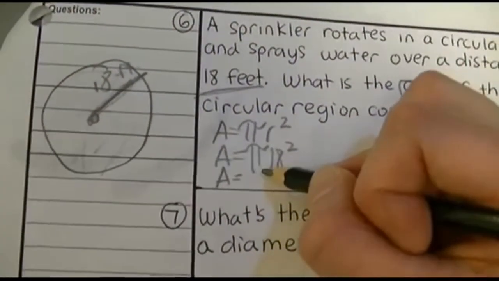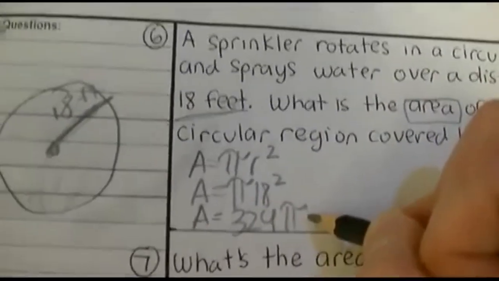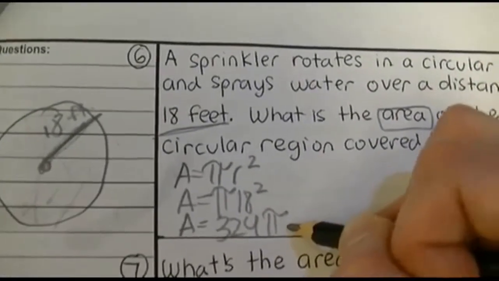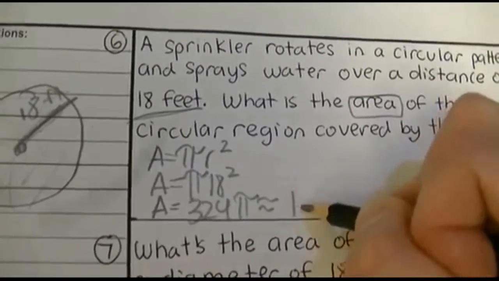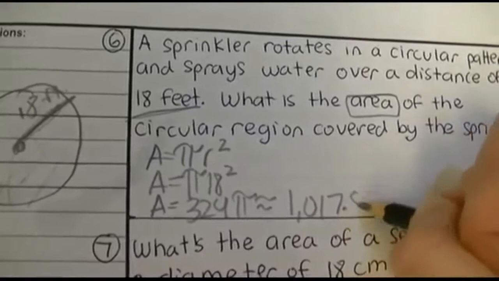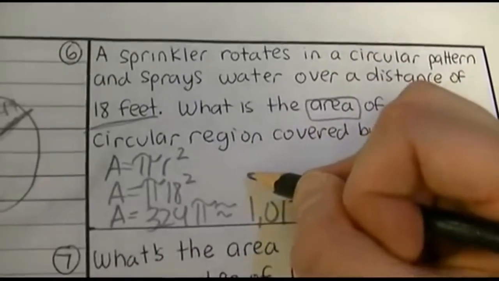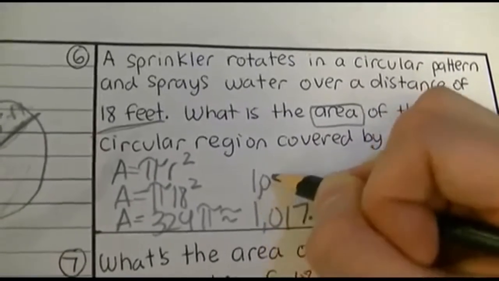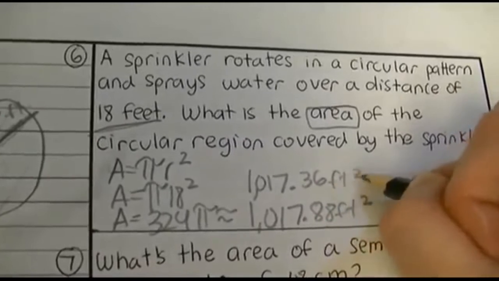Okay, so your area is going to be 18 squared is 324 times it by pi. That's the exact answer, but remember we're supposed to round it to the nearest 100th. So if you used the pi button on your calculator, this would be your approximation. If you use 3.14, you'd get this.